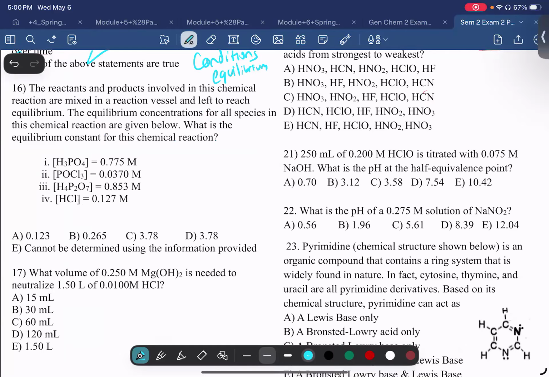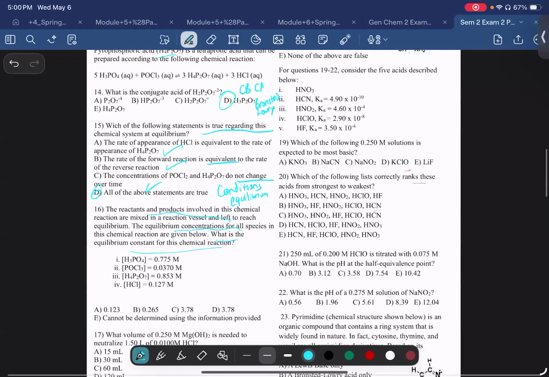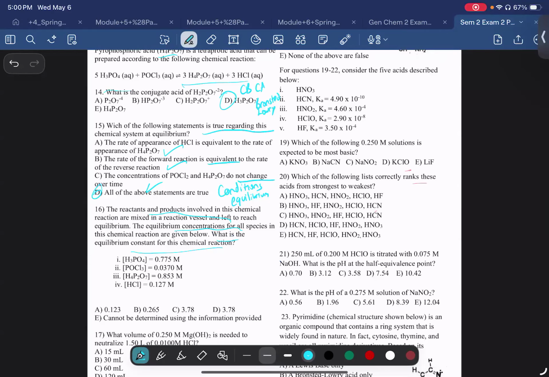you got all this. These are the equilibrium concentrations. What is the equilibrium constant? So with this, you need to create the equilibrium expression. So this is going to be H4P2O7 cubed over HCl cubed over POCl3 times H3PO4 cubed. Okay.